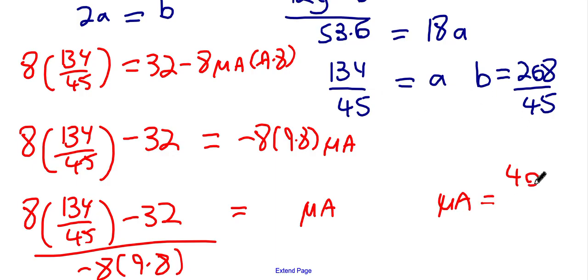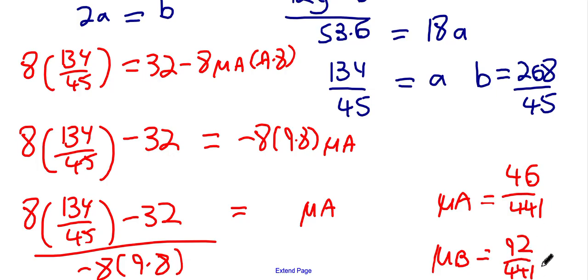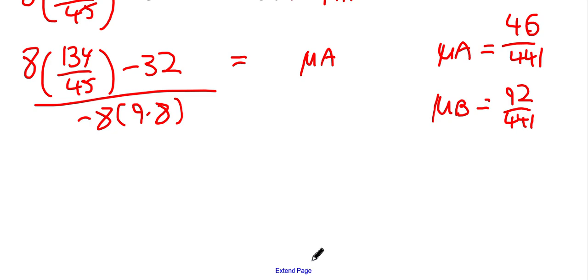46 over. And we're going to double that for mu B, which will be 92 over. Can you give me that in decimal, please? I'm hoping it's 0.21. 0.21. Woohoo! Mu B sorted.